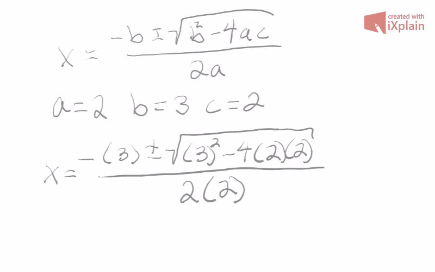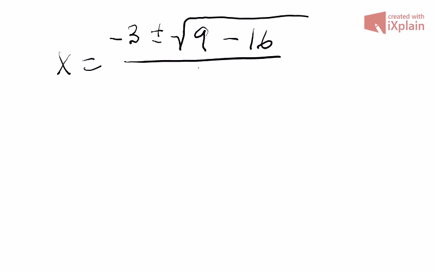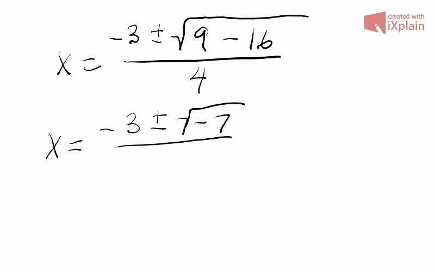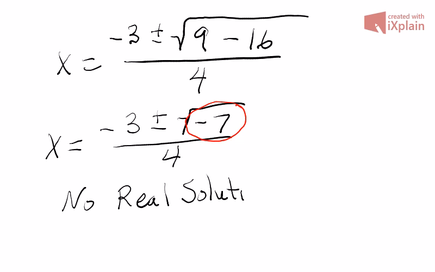So we want to simplify the stuff underneath the square root and all of the values that we can. So we'll have negative 3 plus or minus the square root of 9 minus 4 times 2 times 2, which is 16, and all divided by 4. That's going to give us negative 3 plus or minus the square root of negative 7, all divided by 4. So you may notice that the square root has a negative underneath. So that's kind of a problem when we're talking about real numbers. In this case, what we will do is we will say that there is no real solution.